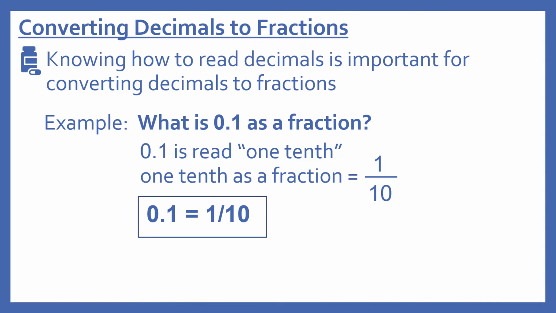So now we'll talk about how to convert a decimal to a fraction. So this is why knowing how to read decimals is important. So for example, what is 0.1 as a fraction? So 0.1 is read as 1/10. Well, 1/10 as a fraction is 1 over 10. So 0.1 equals 1 over 10, or 1/10.